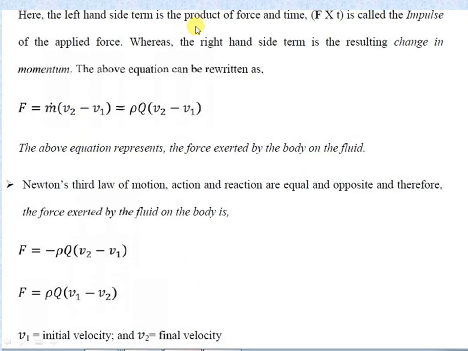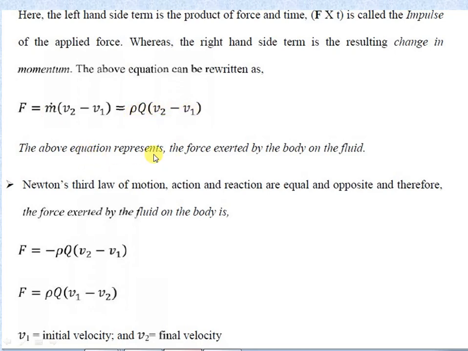The left side is the product of force into time, that is F into t, which is called the impulse of the applied force, whereas the right hand side term is the resulting change in momentum, and the equation is F is equal to m dot (v2 minus v1). Now in this case, m dot is nothing but the mass flow rate. The fluid entering and leaving the turbine is considered as m dot. It is not m, it is m dot. So m dot we can calculate by using the continuity equation. It is rho A v, and area into velocity is Q, so F is equal to rho Q (v2 minus v1).